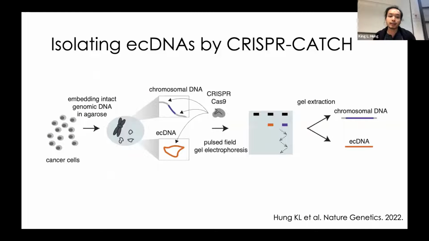To first look at the sequences of ecDNA in cancer cells, we developed a tool, or rather we adapted a tool for isolating ecDNA molecules directly from cancer cells. The basic idea of this method is we take cancer cells and we embed these cells in agarose to protect the integrity of the DNA content. And then we use CRISPR-Cas9 to make a single cut.